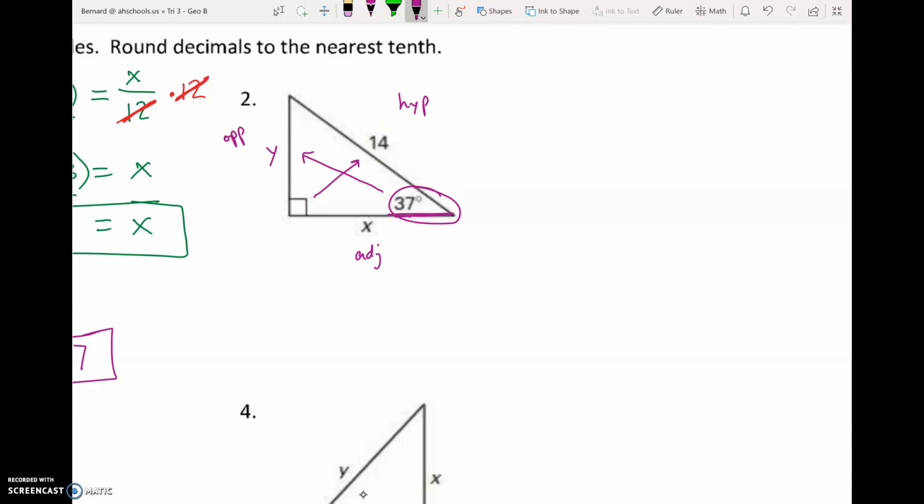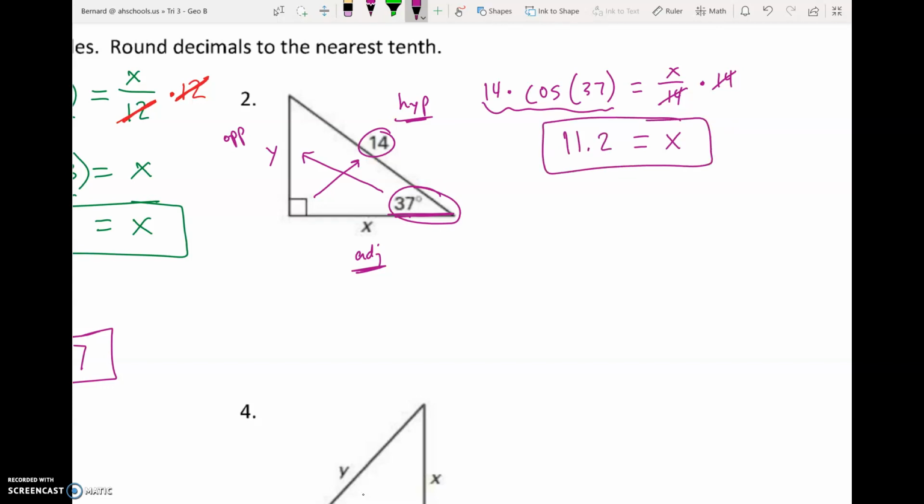So let's go for x first. X requires adjacent, and then the number we know is hypotenuse, so adjacent over hypotenuse. That's the CAH part. So cosine of 37 equals adjacent over hypotenuse, so x over 14. And then we're going to times both sides by that bottom number. The 14's cancel, and so x just equals 14 times cosine of 37. Type that into your calculator, and you should get 11.2.